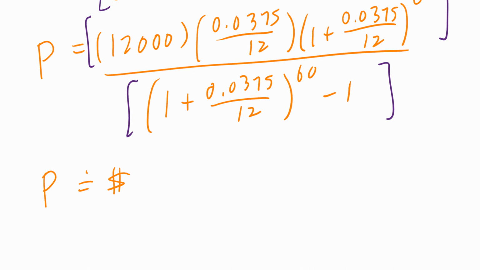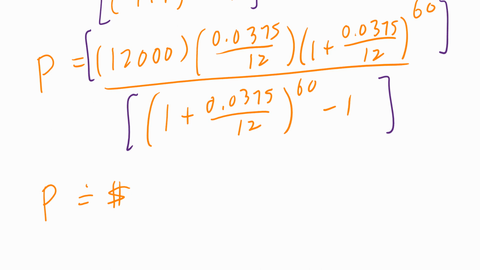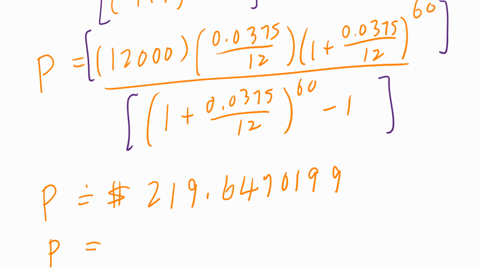They wire together. So I'm almost done the top. I divide this by the bottom, open two brackets, 1 plus 0.0375 divided by 12 to the power of 60 minus 1. Now, in the display, I see the following number, 219.6470199.